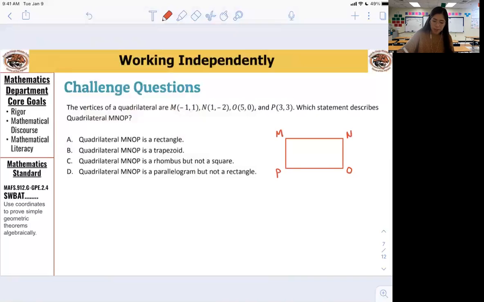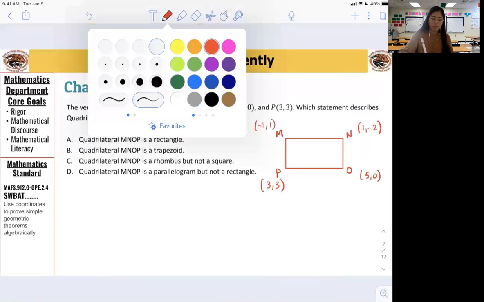All right, so M is -1, 1. We got 1, -2, 5, 0, and 3, 3. So go ahead and do exactly what we've been doing. Check all of those different criteria and see if you can figure out what type of quadrilateral we have.